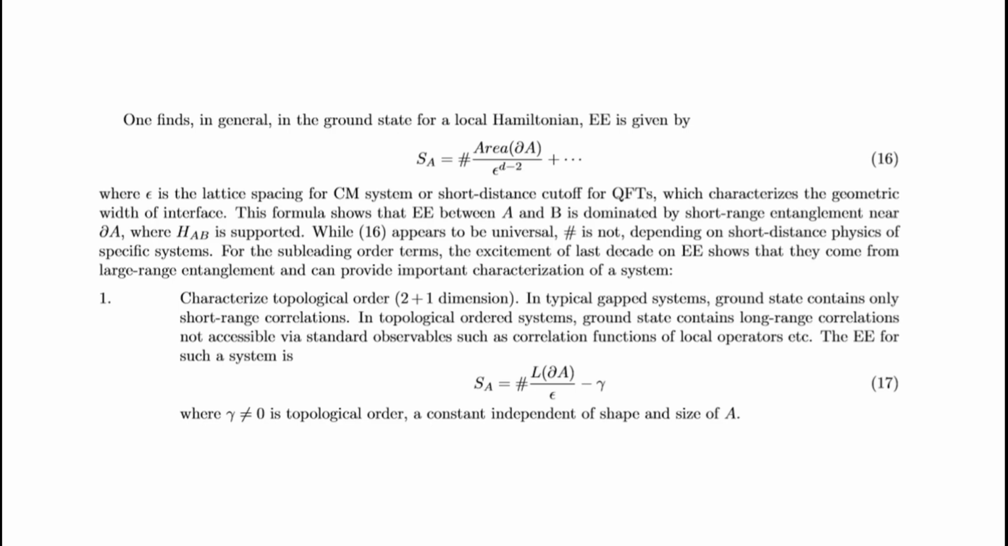Locality of interactions. One finds in general that in the ground state for a local Hamiltonian, entanglement entropy is given by this, where epsilon is the lattice spacing for a condensed matter system or the short-distance cutoff for quantum field theory, which characterizes the geometric width of the interface. This formula shows that entanglement entropy between A and B is dominated by short-range entanglement near the boundary, where H_AB is supported, while the leading coefficient appears to be universal, the subleading one is not.